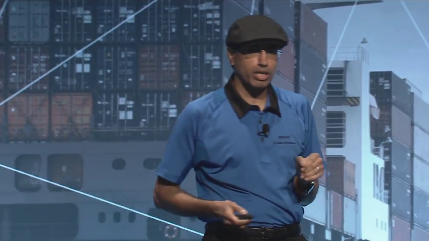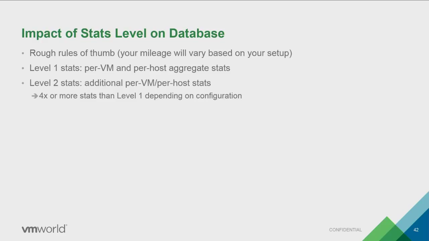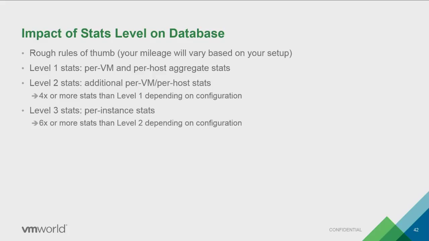As a rule of thumb in my setup, and this is just to help you understand the order of magnitude that we're talking about here, level 1 statistics are the coarsest grain, and these are just per VM and per host aggregated statistics. When you increase that to stats level 2, you could see up to a 4x increase in the amount of stats that you're persisting to the database, and therefore in the amount of traffic you're seeing in your network. So just be prepared. If you're moving your stats level, that's what you might see at level 2.